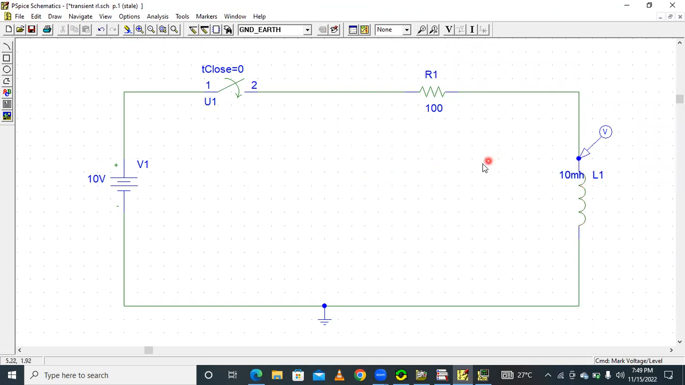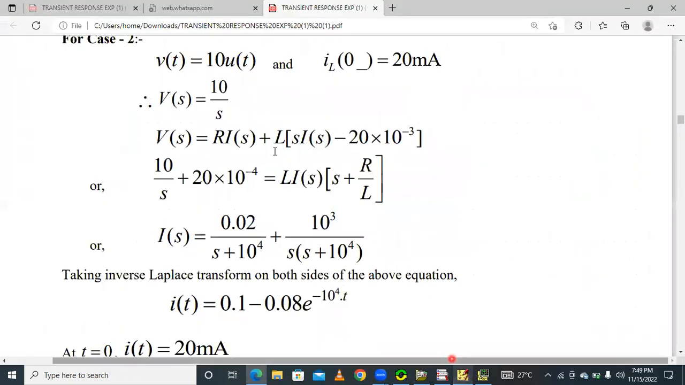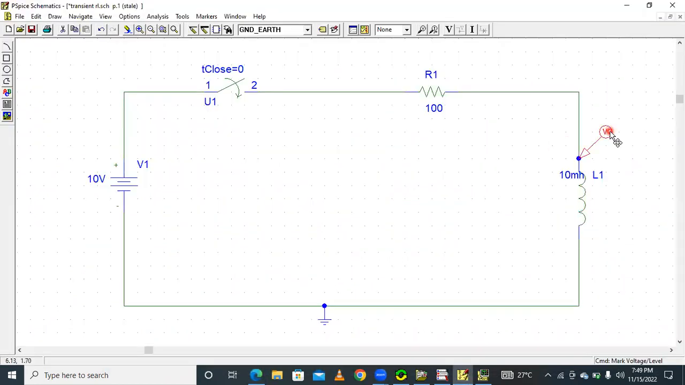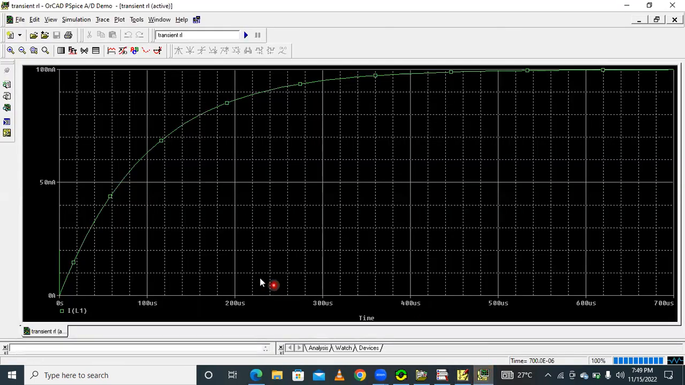First we concentrate on the expression for the current I of t. Remove this voltage marker and place the current marker for I of t. IL of t or IR of t are both the same because of the series connection; for a series connection, the current is the same. Then simulate, and we will get it like this.